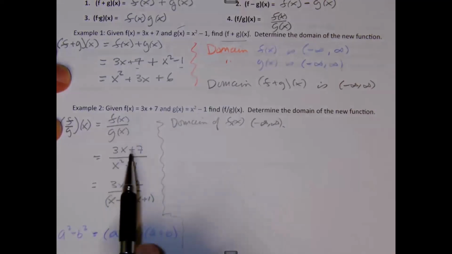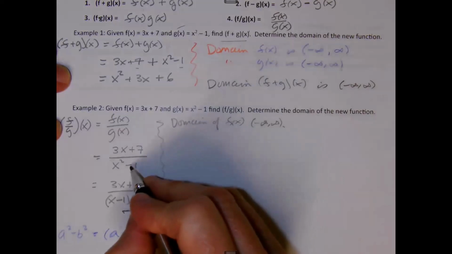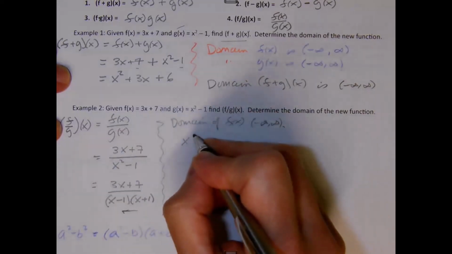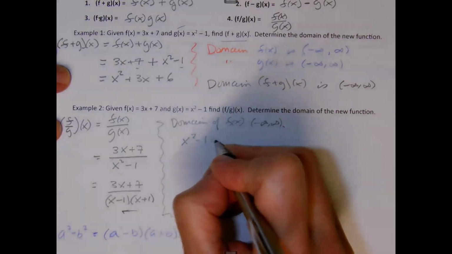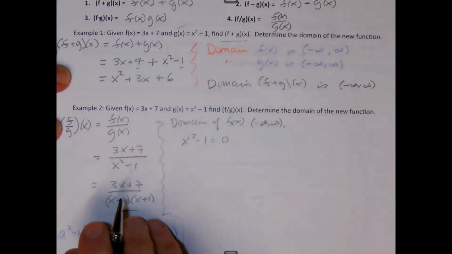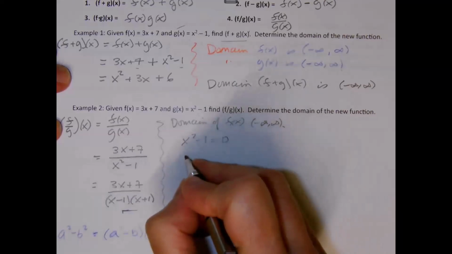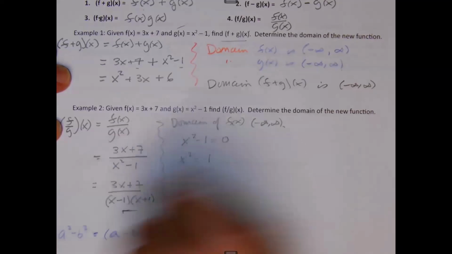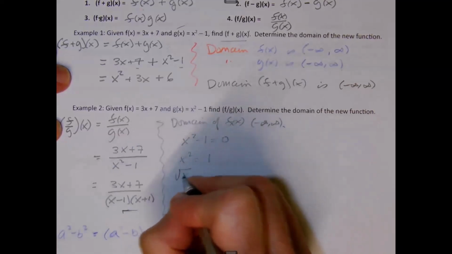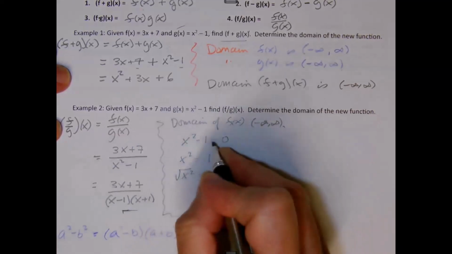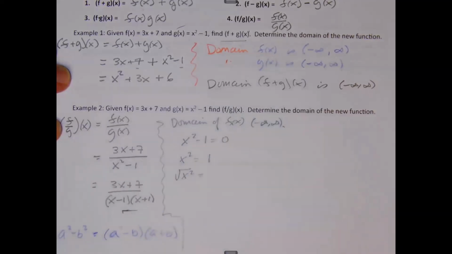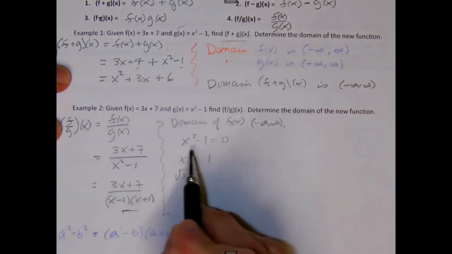Both of these are all real numbers, but unfortunately, this is sitting in the denominator. And we cannot have this denominator equal 0. So I will set this equal to 0. Okay, solve. Add 1 to both sides. Next, take the square root of both sides. Notice that I'm not actually showing the adding part, I'm showing the result of that.